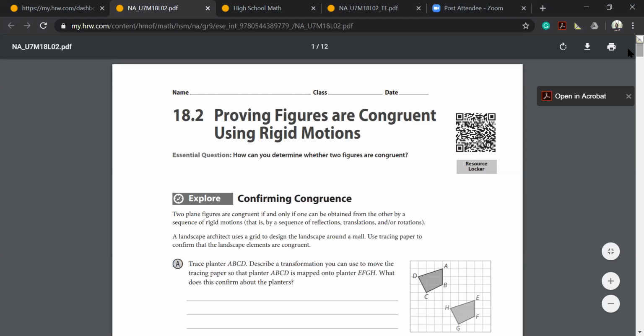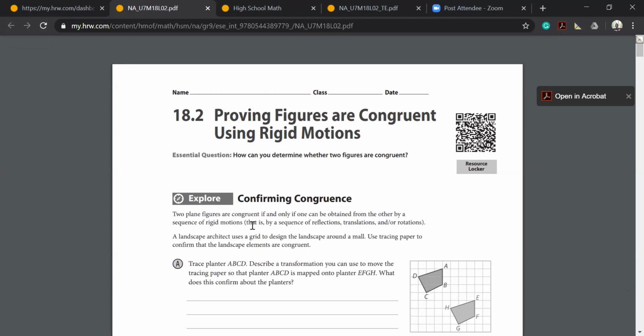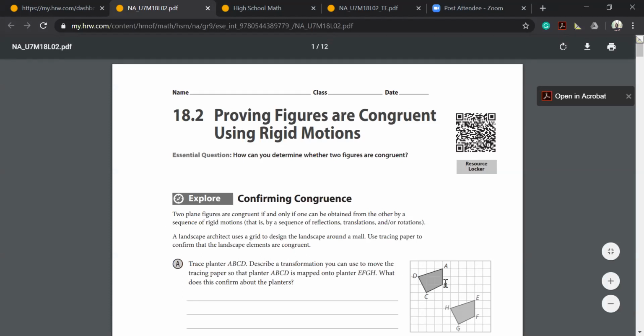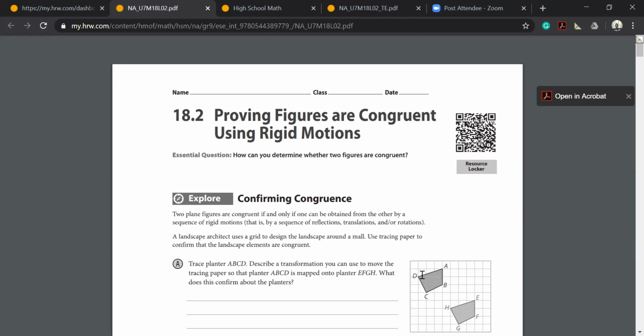And congruent means that, you see the beginning here, two plane figures are congruent if and only if one can be obtained from the other by a sequence of rigid motions. It means what? If one figure can come from the second figure using reflection or rotation or translation, then these two figures are congruent. Same size, same length, same angles.